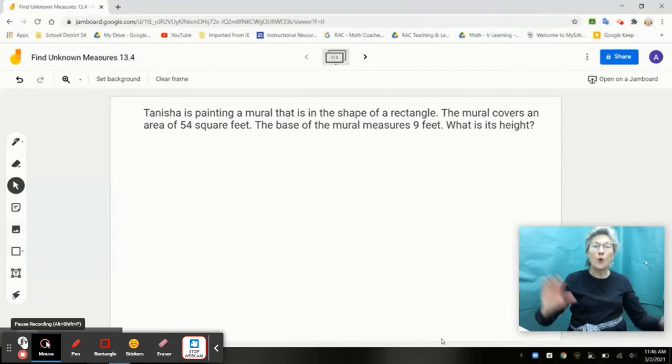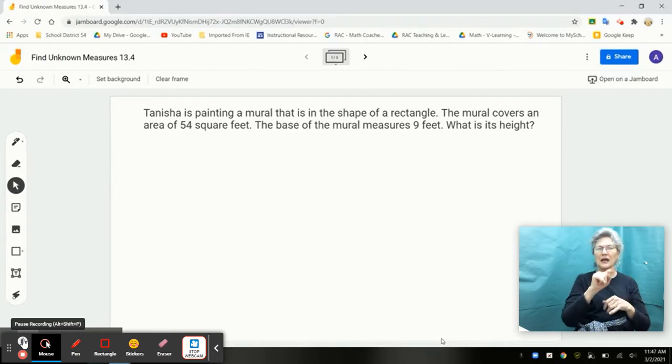For another great day of math. Today, we will figure out the unknown measure of a rectangle by first deciding if the information we have is that for the area or the perimeter. I just clapped. I was so excited for today. Let's look at our first problem.